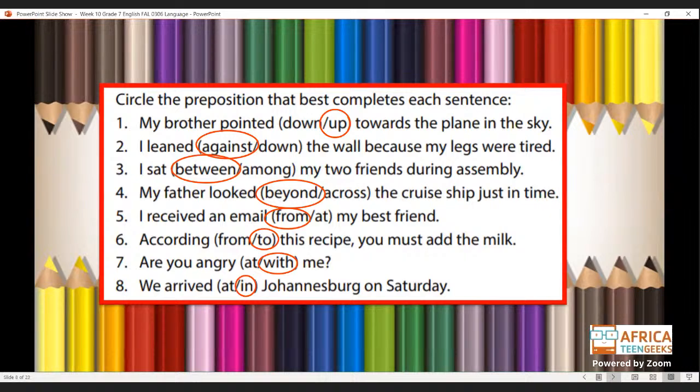Oh, why? I'm wrong. Why am I wrong? Is it "at"? Why do you say it's "at"? Tell me why. Someone's remembering what I taught earlier in the slide, didn't you? Why would that be wrong?